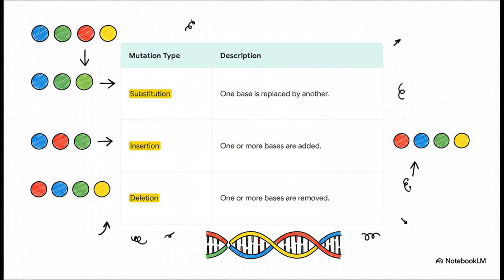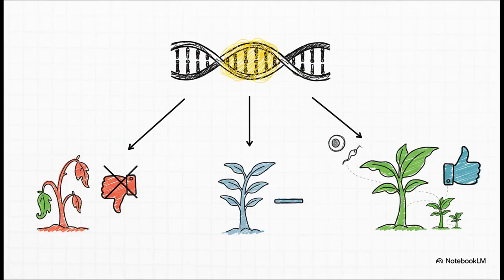Then there's insertion, where an extra letter gets accidentally jammed into the sequence. And finally, deletion, where a letter is just erased. Any one of these can totally change the meaning of the genetic sentence that the cell is trying to read. And here is the big takeaway, that one tiny change can have massive consequences. A lot of the time it's harmful, causing some kind of problem.